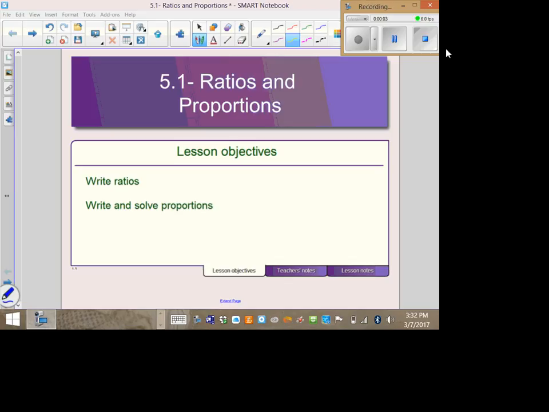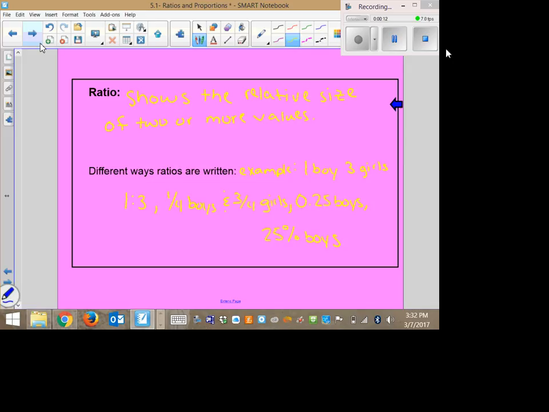Looking at 5.1, we are going to be talking about ratios and proportions. So you will be able to write ratios and write and solve proportions. A ratio shows the relative size of two or more values. In different ways, ratios are written.